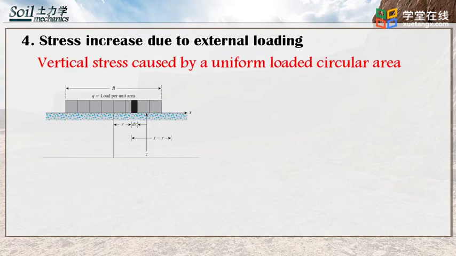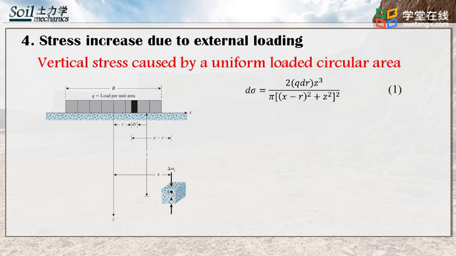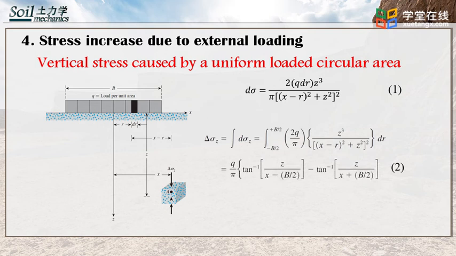The vertical stress increase at a point as a result of line load can be used to determine the vertical stress at a point caused by the strip load with the width of B as shown in the figure. To calculate the vertical stress increase, we need to substitute Q dR for Q and X minus R for X as expressed in equation 1. The total increase in the vertical stress at point A caused by the interior strip load can be determined by the integration of equation 1, with limits of R from minus half of B to half of B, as illustrated in equation 2.